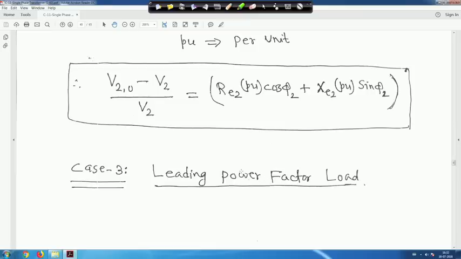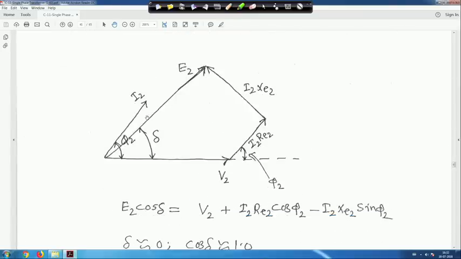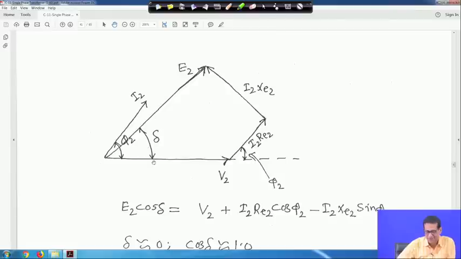Okay, we are back again. So, next is leading power factor load. The way we have done the lagging power factor load, the same way we will do the leading power factor load. In this case the current is leading. Look, E2 squared is equal to... I did not do it for you, this is your job, please do it. I have made approximation one.